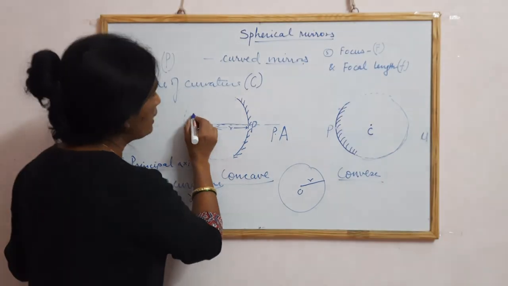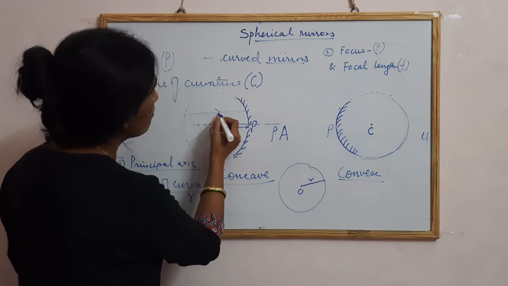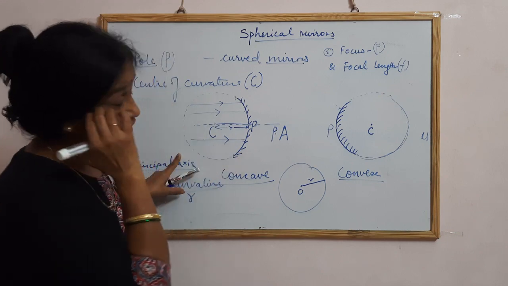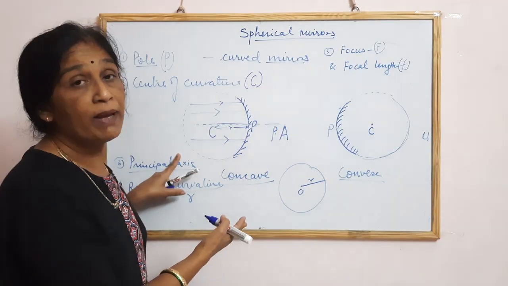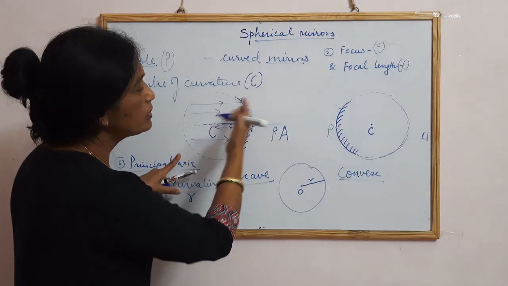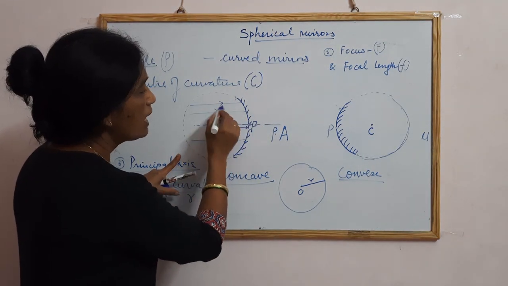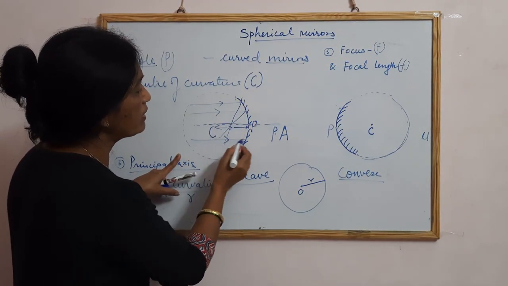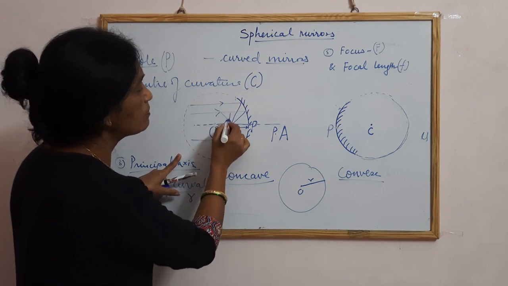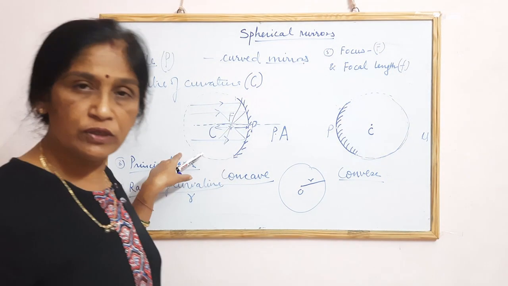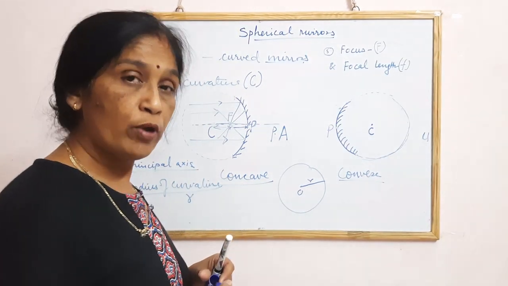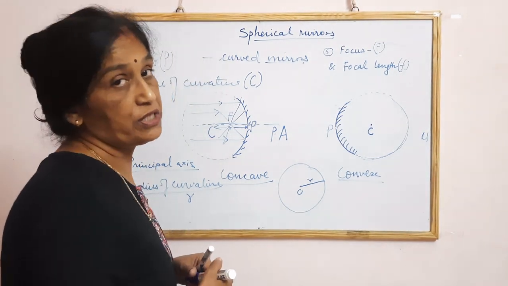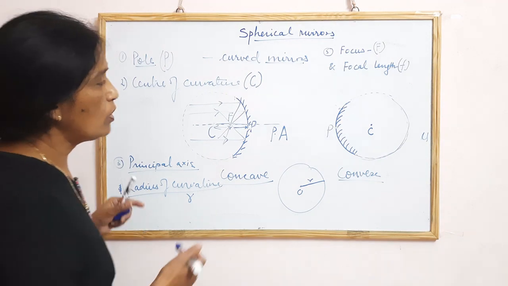If I make three or four lines parallel to the principal axis to fall on a mirror, what will happen? We'll see that the parallel lines after reflection will pass through one point, the same point, and that common point is called F. That point is called focus. So what is focus? Focus is a point on the principal axis through which all the parallel rays pass after reflection.